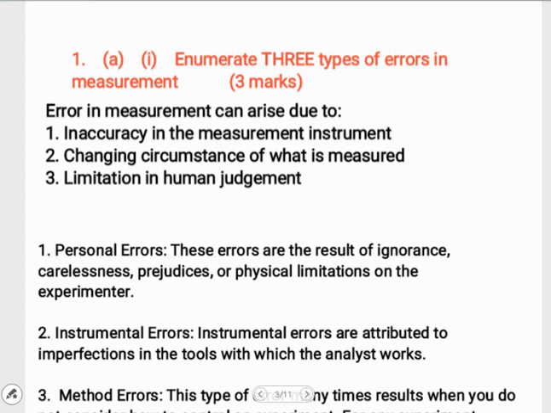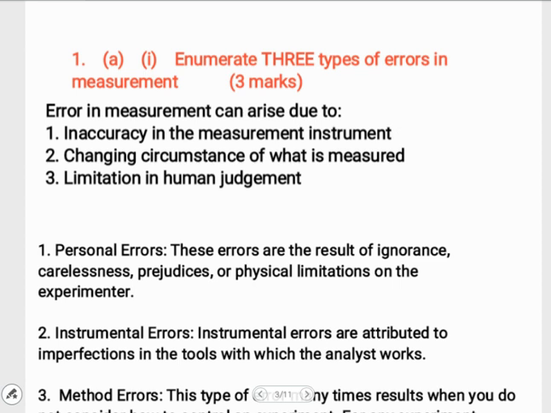Okay, the first question is to enumerate 3 types of error in measurement. In our study, the course materials, we are given the sources of errors. In there we have that error in measurements can arise due to inaccuracy in the measurement instrument, changing circumstance of what is measured, and then limitation in human judgment.